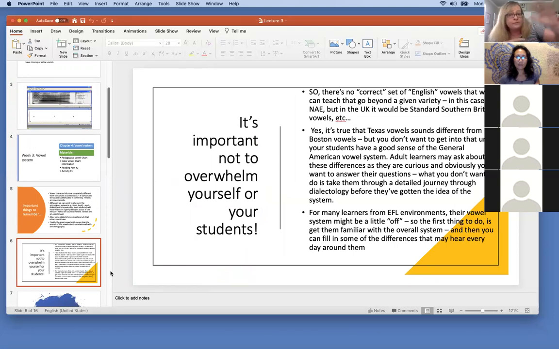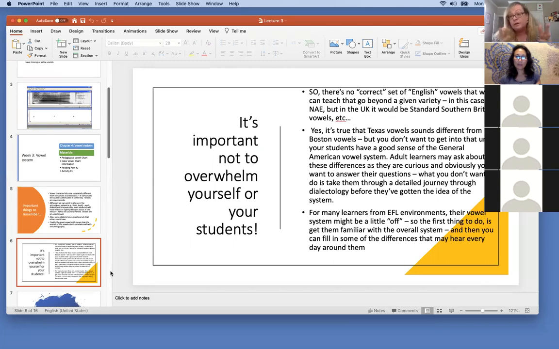In the UK, if I was teaching English there, I would be doing a Southern Standard British system. So it would be a little bit different. You've still got the same parts of the mouth, but things are just organized slightly differently. So yes, it's true. Texas vowels sound different from Boston vowels. We don't have the "pa," "ka" vowel, but you don't want to get into that with your students until they've got a good sense of the general American vowel system.